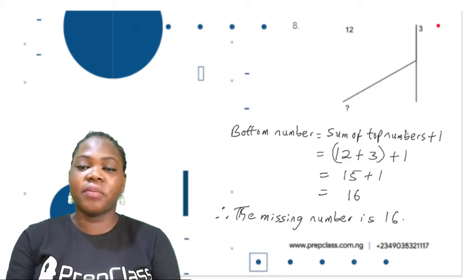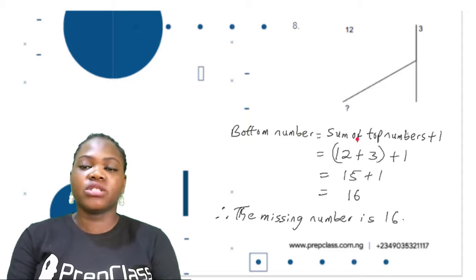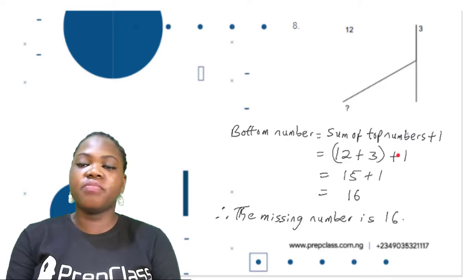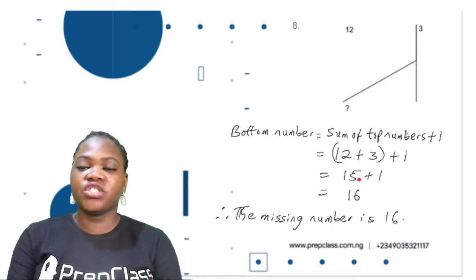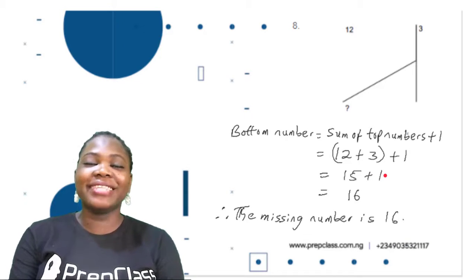12 and 3 are the top numbers. So to get the bottom number, we have to find the sum of the top numbers and then we add 1 to it. So 12 plus 3 plus 1, that will be the bottom number. 12 plus 3 is 15. 15 plus 1 is 16. So the missing number is 16.